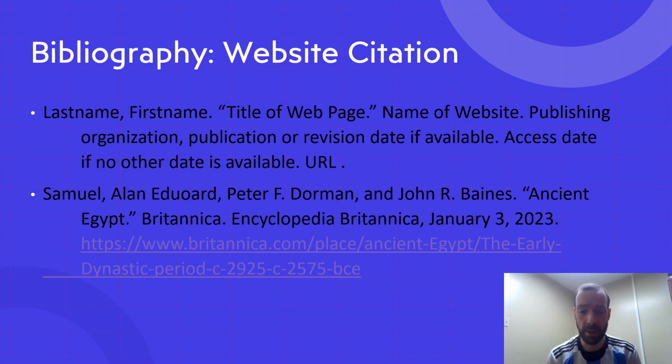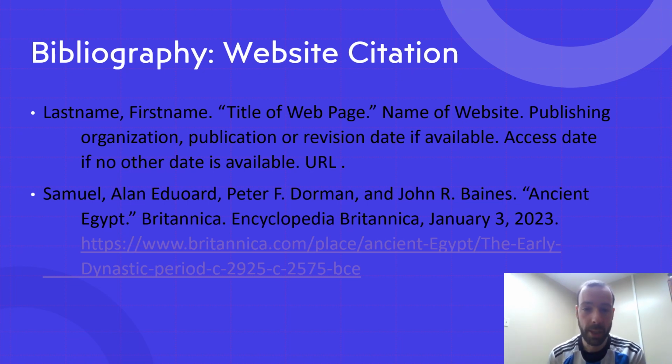Here's a sample bibliography for a website. Just like any other citation, we start with the last name, then a comma, then the first name, then the period. The title of the web page should be in quotation marks. All important words should be capitalized, and there should be a period at the end of the title. Then we provide the name of the website. All important words are capitalized, followed by a period.